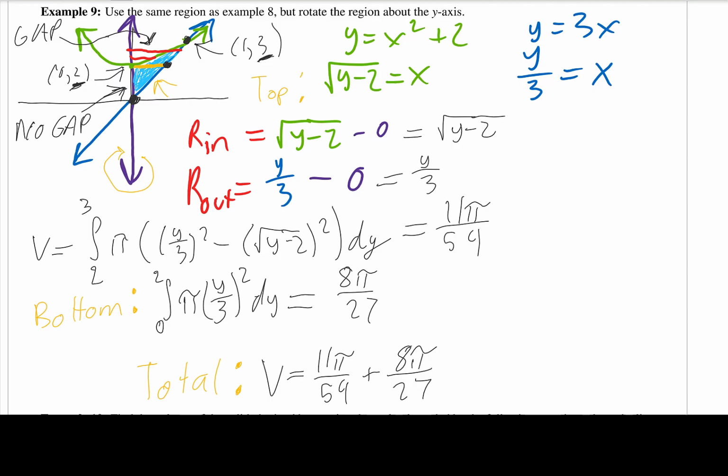Yeah, it's not too bad. I can multiply 8 pi over 27 by 2 over 2, and then we'll just have one fraction as our answer. But there's really no reason to do it. This is a perfectly fine answer. This is for calculators to take care of afterwards.